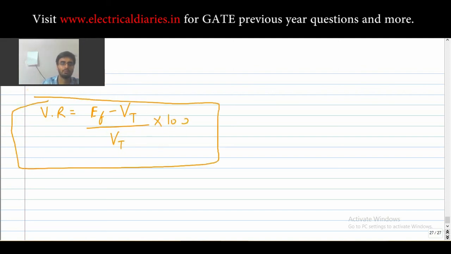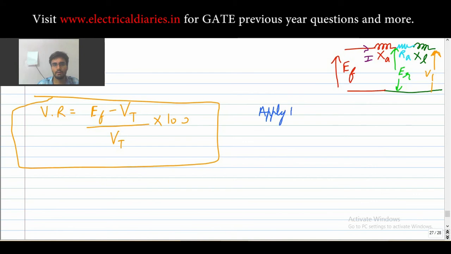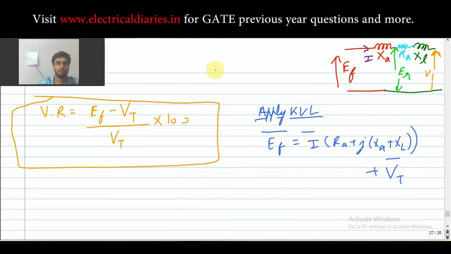Now using that equivalent circuit, you can apply KVL, and if you assume some load is connected and current I is flowing, let me show you. Apply KVL: EF will be equal to I RA plus J times (XA plus XL) plus VT, and these are all phasors. From this you can also understand that this XA plus XL, we term it as XS, that is your synchronous reactance.